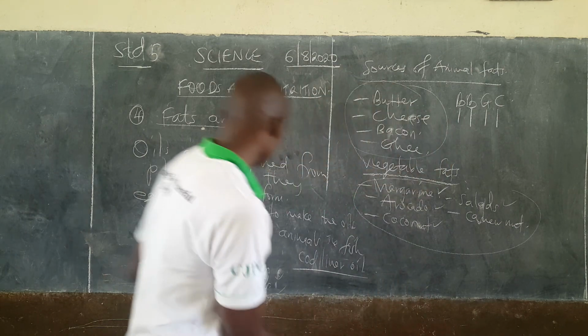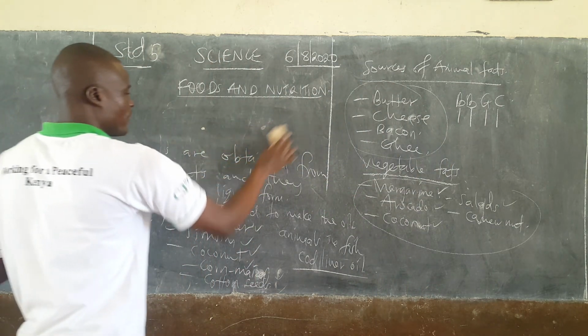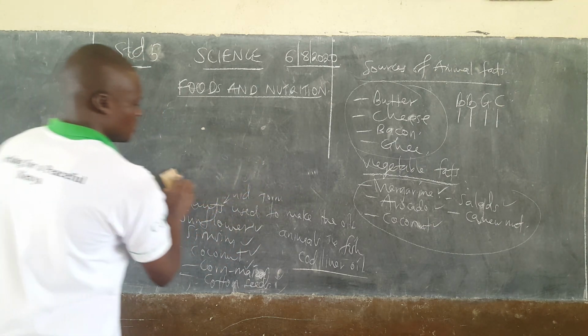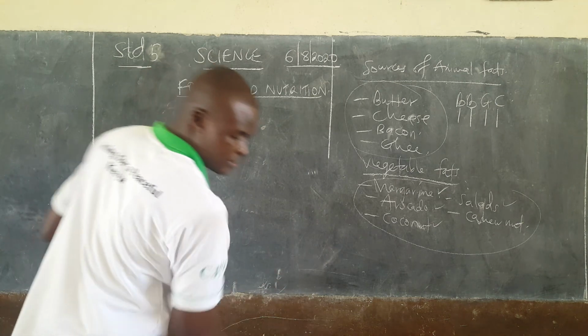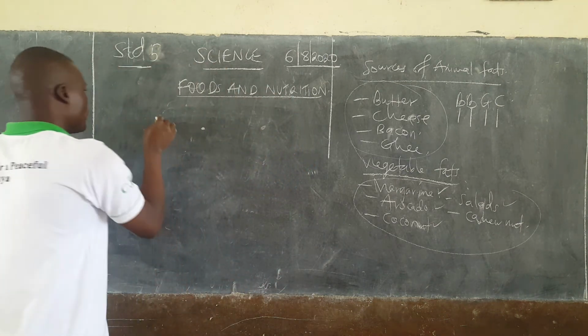So we go to number 5. Our number 5 is going to be on minerals. I think it's going to be our last one. What are minerals? Number 5.